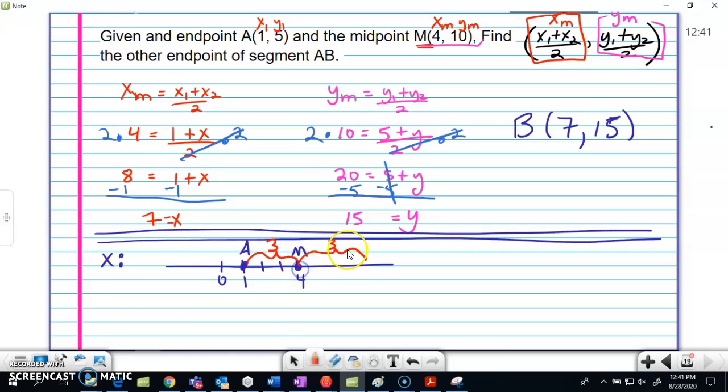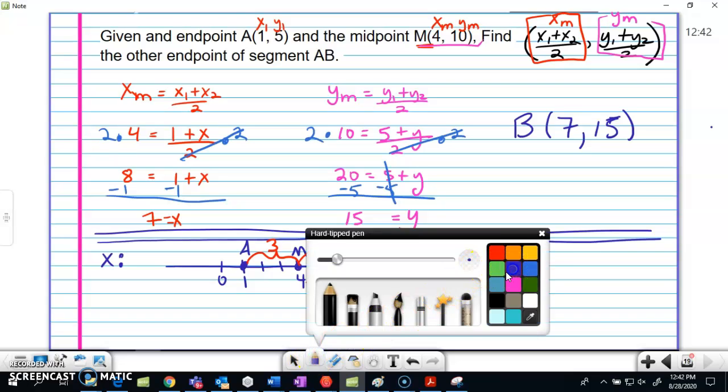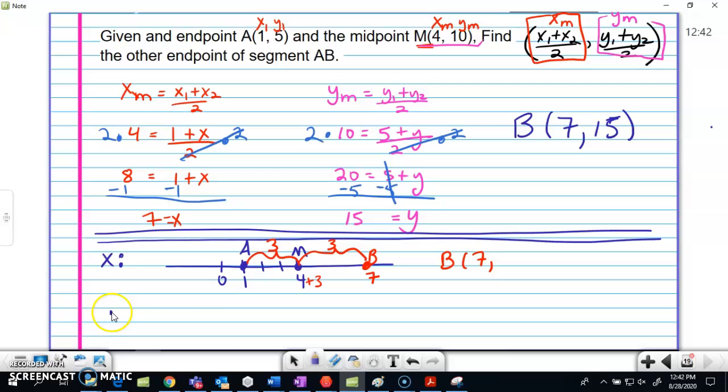So to get from 4 to 3 more units, I can either count 3 units or I could add 3 units. So that means that the other point over here is going to be at 7. So again, that's just for the x coordinate. We would have to draw ourselves another number line for the y coordinate, but you can see it's pretty easy. So here's the y coordinate number line, here's 0. Point A has a y coordinate of 5, and then the midpoint has a y coordinate of 10.